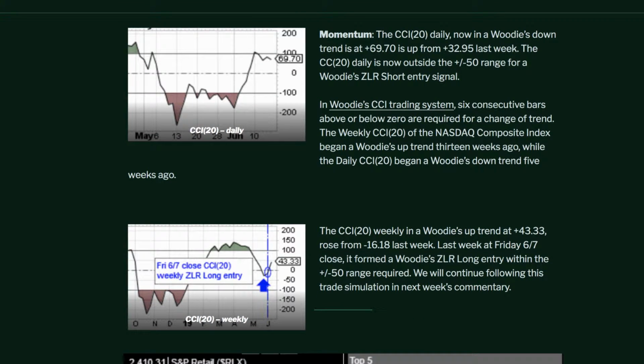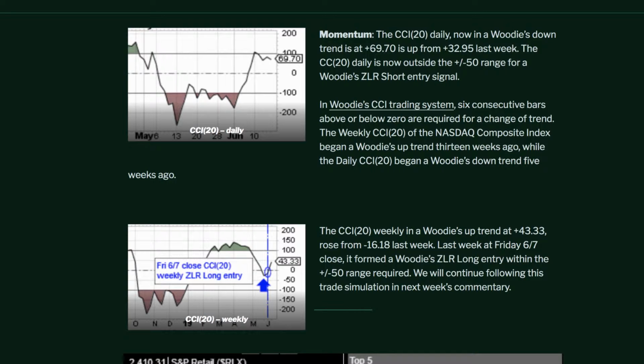Momentum. The CCI 20 daily, now in a Woody's downtrend, is at a positive 69.70, up from a positive 32.95 last week. The CCI 20 daily is now outside the plus or minus 50 range for a Woody's zero line reject short entry signal. In Woody's CCI trading system, 6 consecutive bars above or below zero are required for a change of trend.